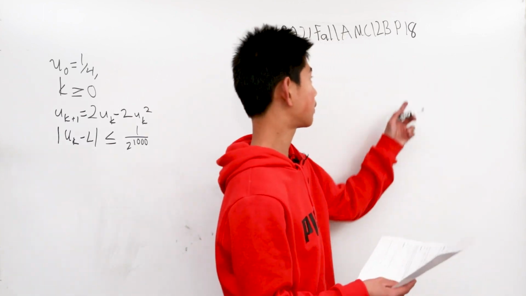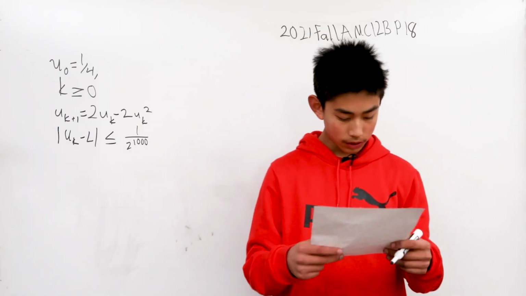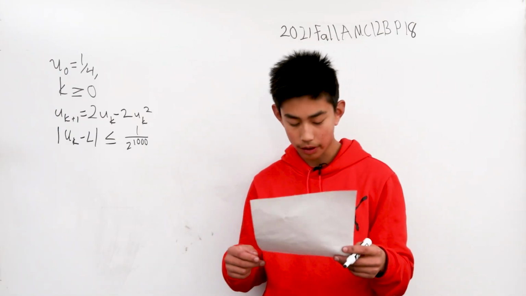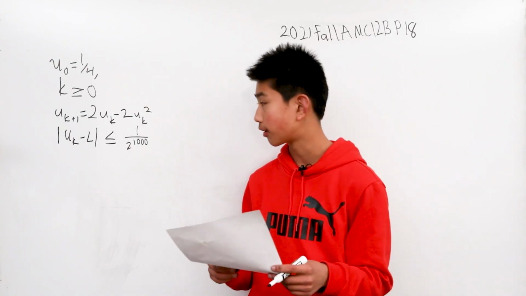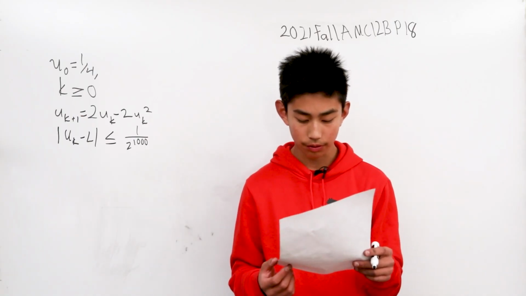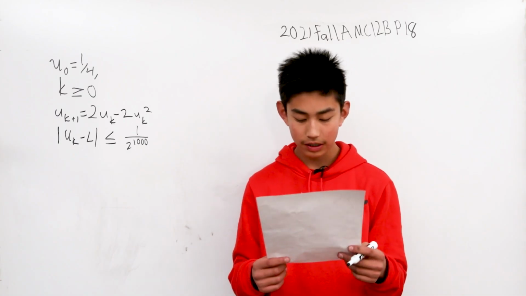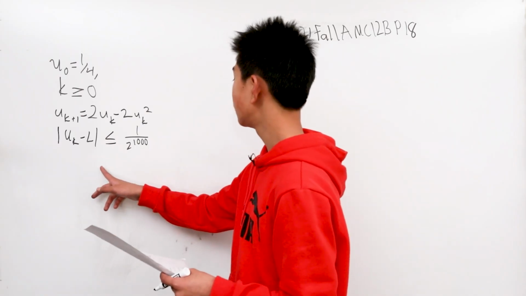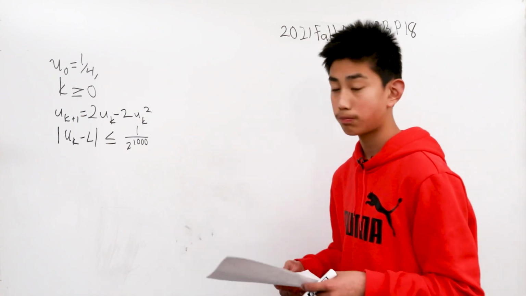We're solving problem 18 from the 2021 Fall AMC 12B. Set u sub 0 at 1/4, and for k greater than or equal to 0, let u sub k plus 1 be determined by the recurrence u sub k plus 1 equals 2 u sub k minus 2 u sub k squared. This sequence tends to a limit, call it L. What is the least value of k such that the absolute value of u sub k minus L is less than or equal to 1 over 2 to the power of 1000?